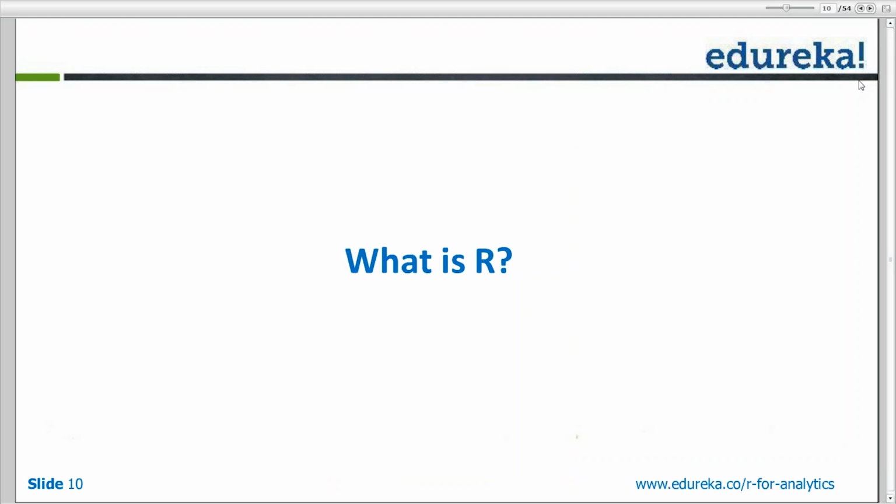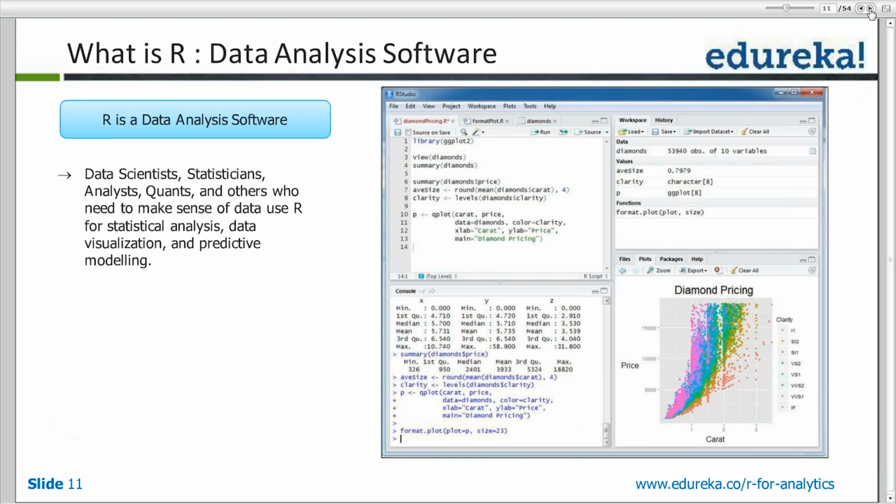So let's move on. As I promised, we shall now look at what R is as a programming language and as a tool to do business analytics. One, R is a data analysis software. Before we expound on what that really means, you are already introduced to the business analytics concept and how it is different from business intelligence.